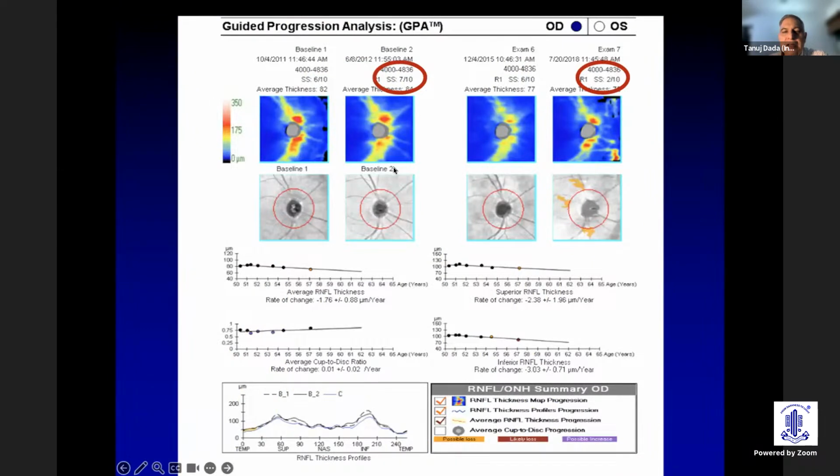When you follow up these patients over time, you must see what the signal strength is. This is a patient who has been diagnosed as progression. You can see that the scan is following a downward trajectory and all the sectors are labeled as progression. But when you see the signal strength, the initial scan shows 7 on 10 and the recent scan shows 2 on 10. So this is loss of signal strength due to cataract formation that is leading to a false progression, which is a very important thing.